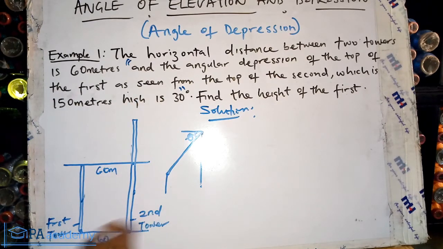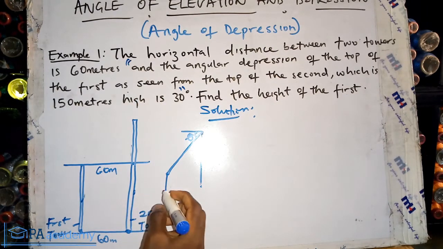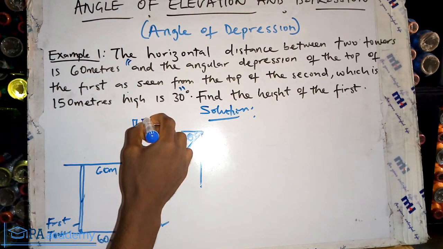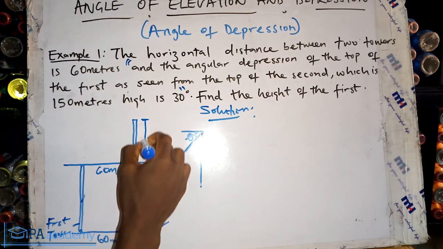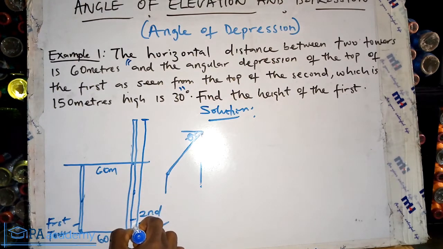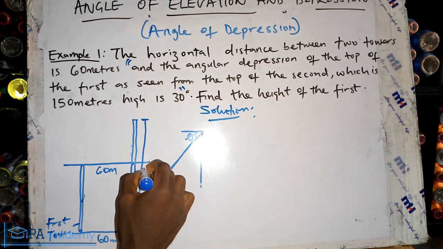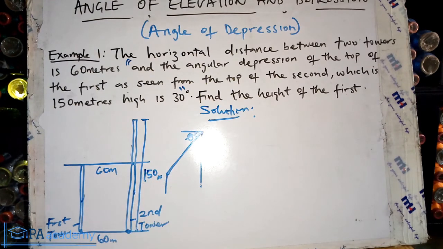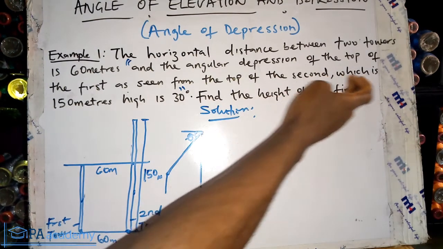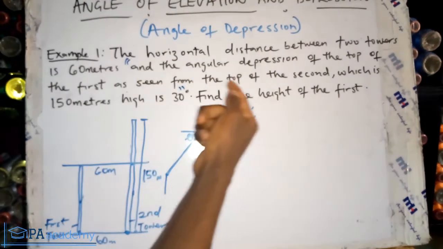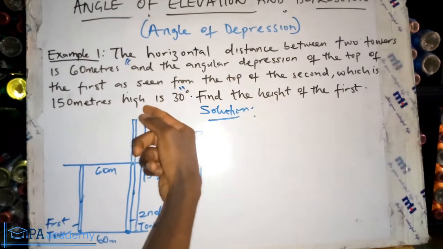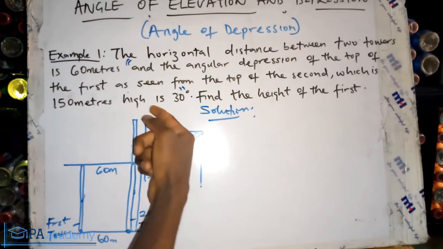That means this second tower is what? Let's call the height of the second tower. That means the height from here down is what? 150 meters. And they said that the angular depression of the first as seen from the top of the second, which is 150 meters high, is 30 degrees.